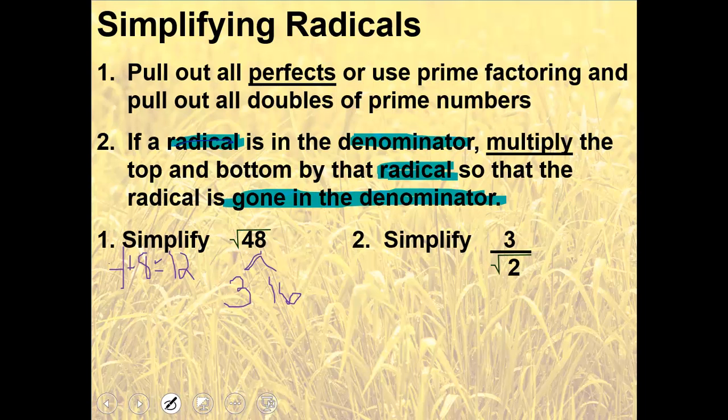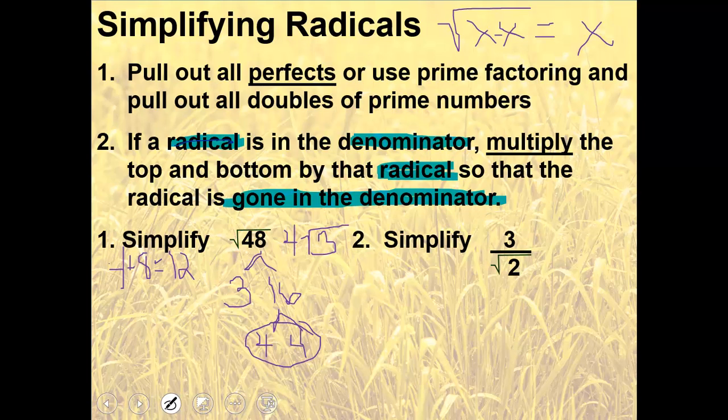And then I recognize 16 is a perfect square. It's 4 and 4. Once I hit a perfect square like this, I can stop, and I can pull out that double as a single, and then leave my 3 under the radical. So that's 4 square roots of 3. Remember, anytime you have a double under the radical, that's like x squared, it comes out in front of the radical as a single.